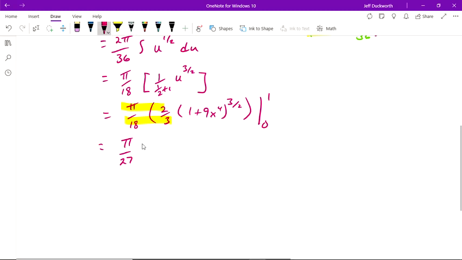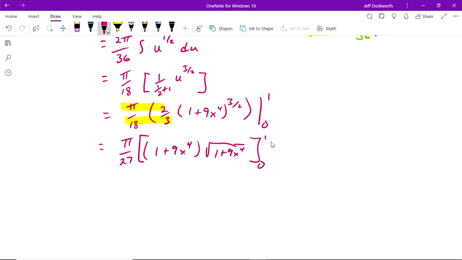And then we can break this up here. It's probably just easier to break this guy up. So this will be 1 plus 9x to the 4th times the square root of 1 plus 9x to the 4th. That's what 3/2 is. Pull out 1, and then we're left with 1/2.